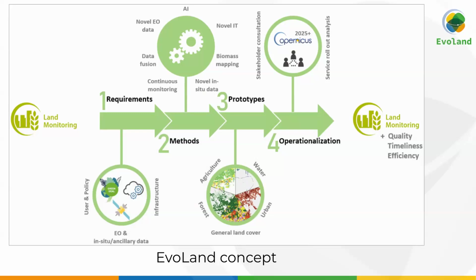We did this by meeting with the stakeholders, but also by distributing surveys within the consortium for the prototype developers to get a good picture at the beginning of the project. What do we actually need together to create the most valuable products? The methods, they were developed and then used within the prototypes to create the results. The prototypes itself, they are spread over 5 different themes, from agriculture, forest, water, urban, and general land cover.